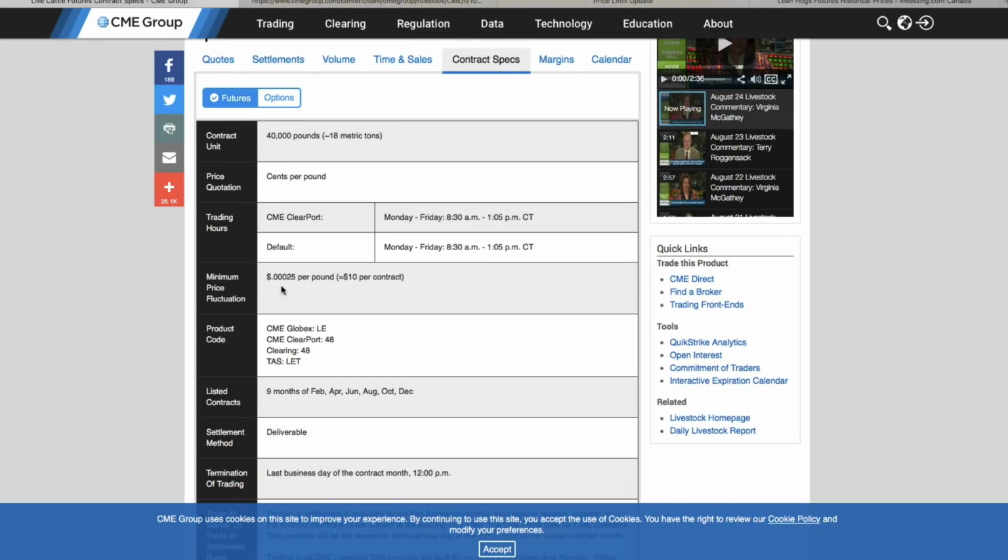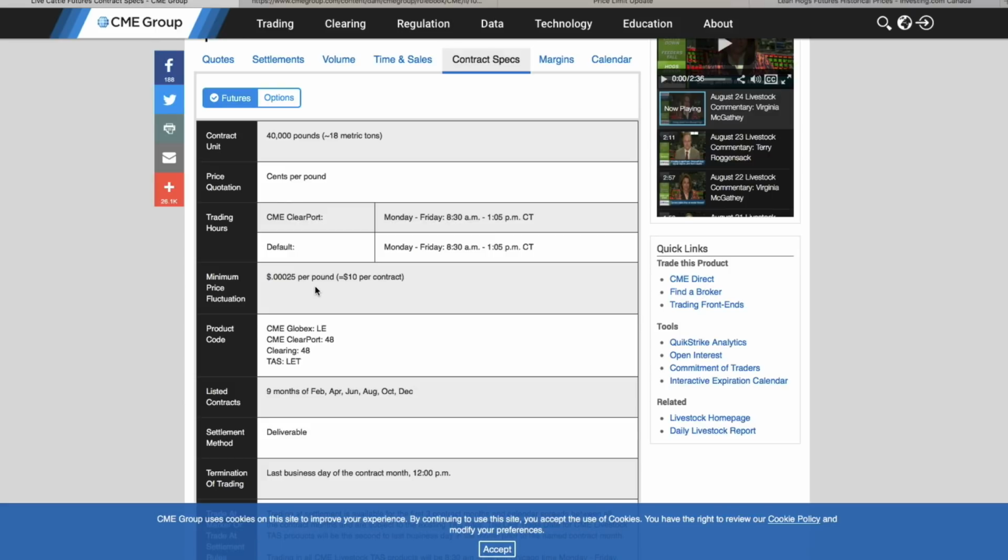Here is the minimum price fluctuation, 0.00025. That's of $1. So it's a quarter, well, it's 2.5% of a cent. So if the price is 116, the next price increment would be 116.025. That increment amounts to $10 per contract because the price is quoted per pound and the contract is for 40,000 pounds.